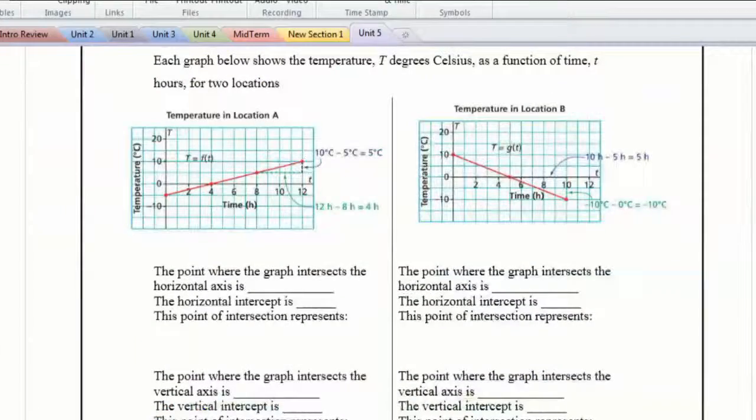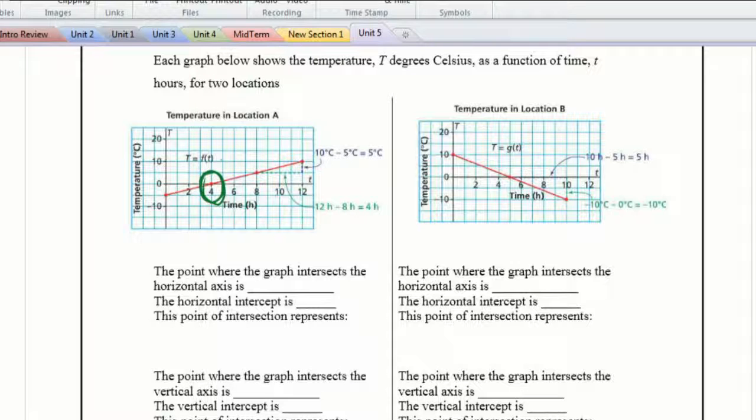Each graph below shows the temperature, T, in degrees Celsius as a function of time in hours for 2 locations. So we have temperature versus time, 2 different places. We don't know where the places are, but it doesn't really matter, I guess. The first one here, temperature of location A. The point where the graph intersects the horizontal axis. So when we're talking about the horizontal axis, we're talking about right here.